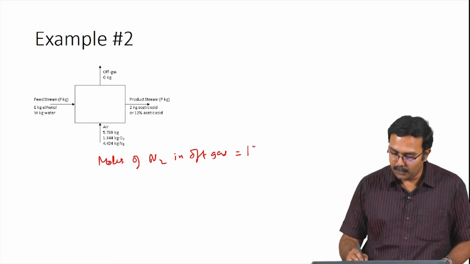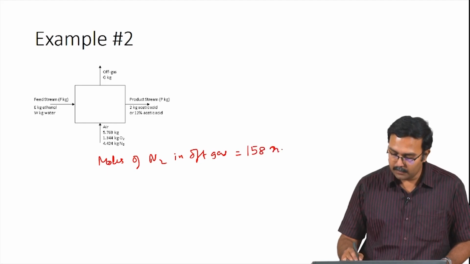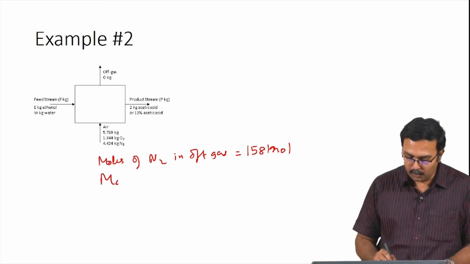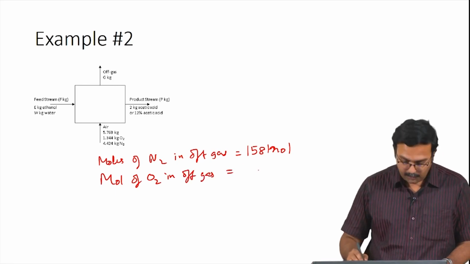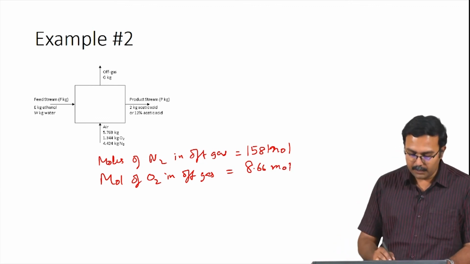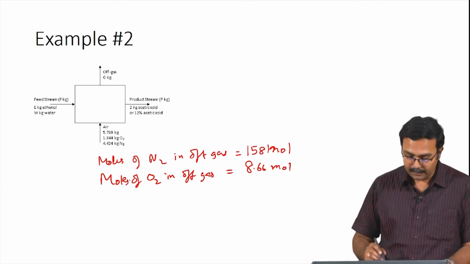So, moles of nitrogen in the off gas would be equal to 158 moles, and moles of oxygen in the off gas is equal to 8.66 moles. You can perform these conversions to confirm these numbers.